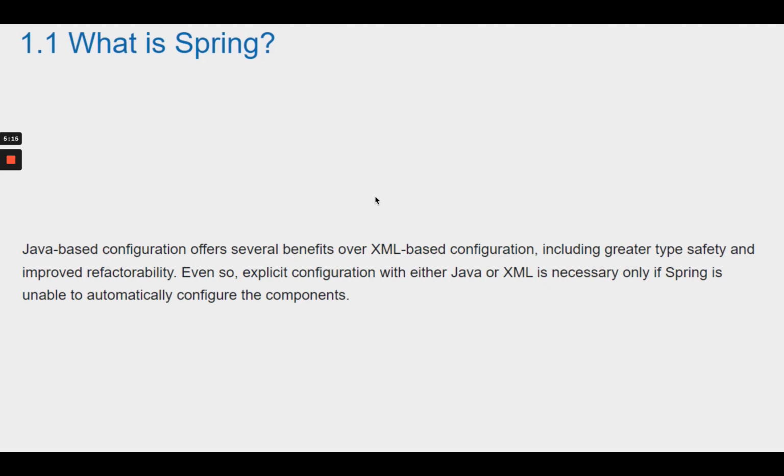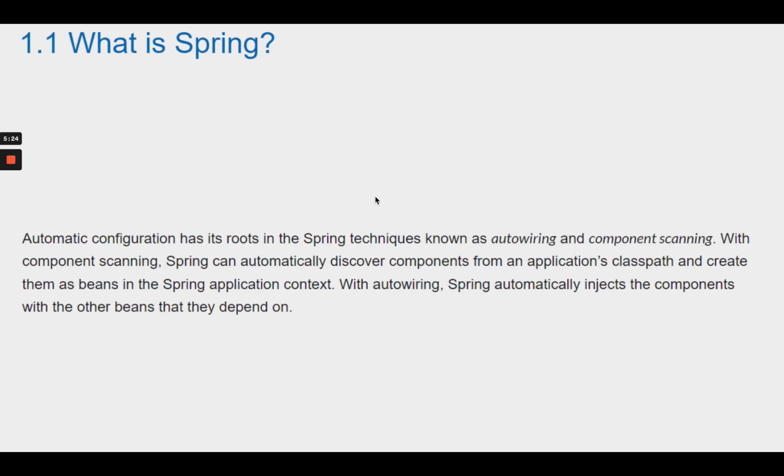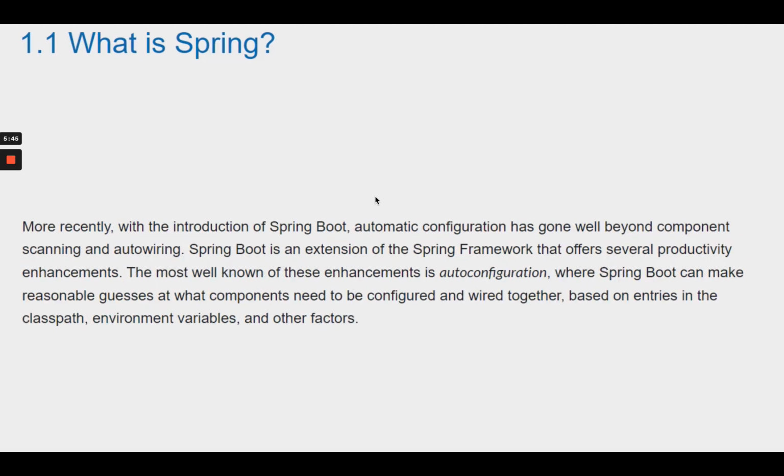Even so, explicit configuration with either Java or XML is necessary only if Spring is unable to automatically configure the components. Automatic configuration has its roots in the Spring techniques known as auto-wiring and component scanning. With component scanning, Spring can automatically discover components from an application's class path and create them as beans in the Spring application context. With auto-wiring, Spring automatically injects the components with the other beans that they depend on.